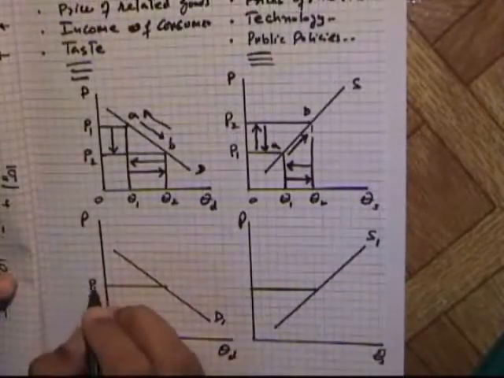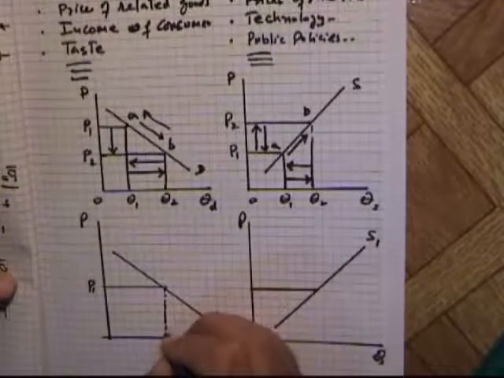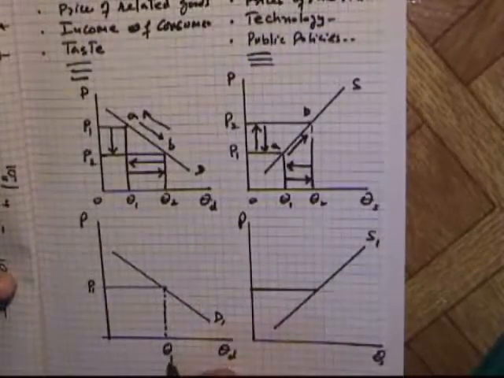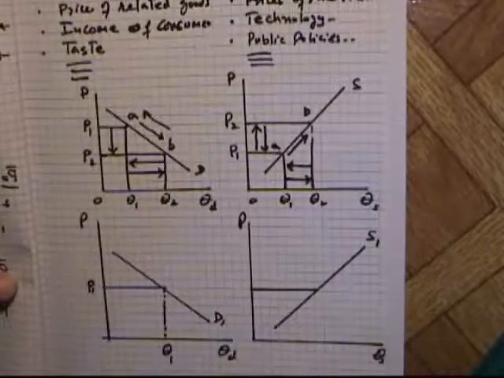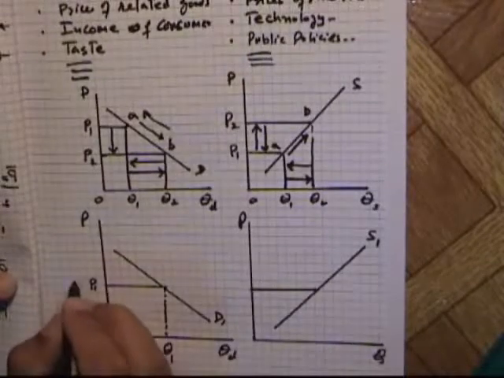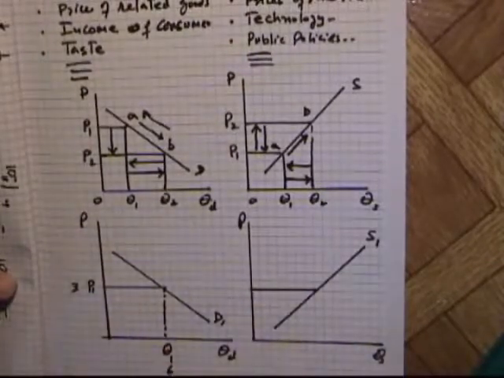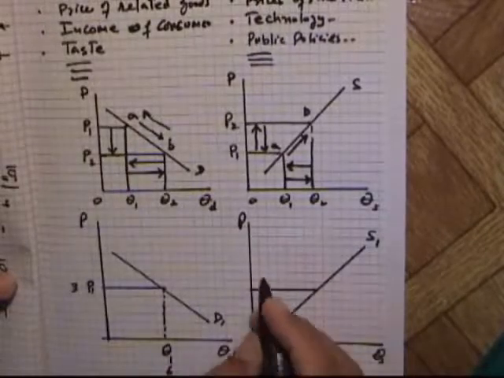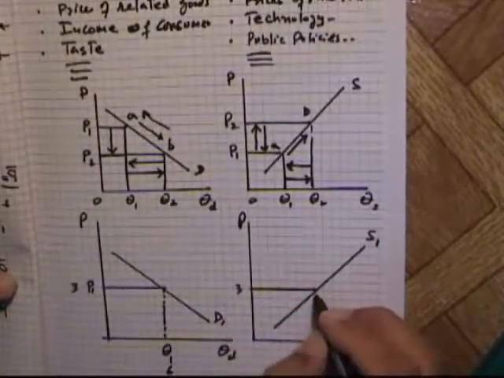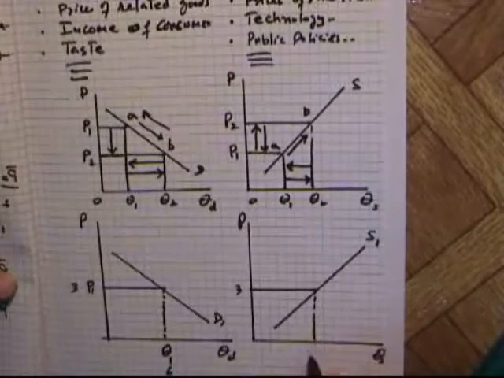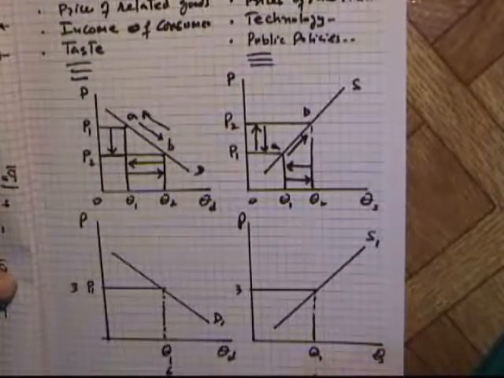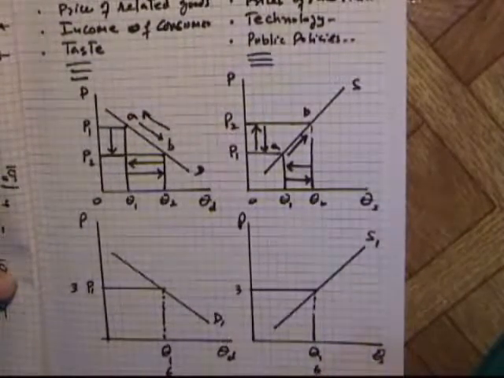When price is P1, quantity demanded is Q1. For example, price is 3 and quantity demanded is 6. And when price is 3, quantity supplied is Q1, suppose it is 6.